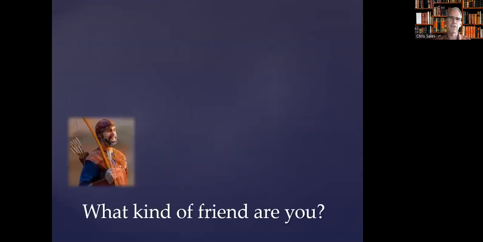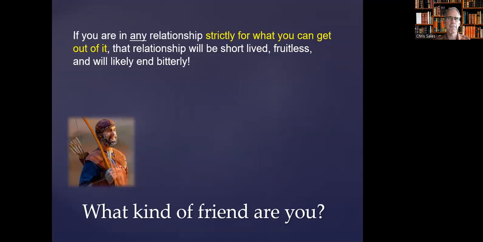So we can ask ourselves, what kind of friend are you? What kind of friend am I? What are our friendships based on? Well, we can simply put it this way. If you are in any relationship, and again, it could be a friend who is a peer, of the same gender in a friendship. It could be a friendship like a boyfriend-girlfriend in a dating relationship or a courtship relationship. It could be a relationship as a parent or as a son or a daughter.